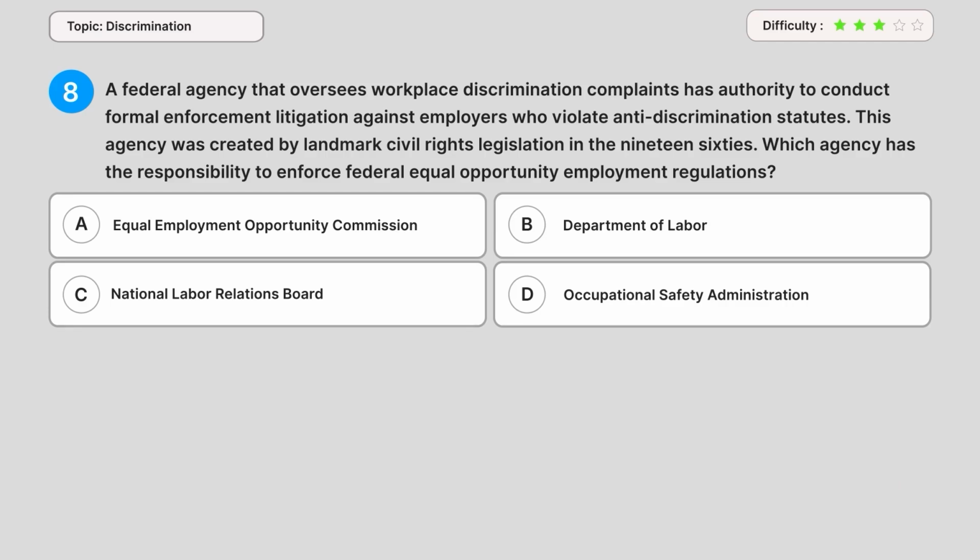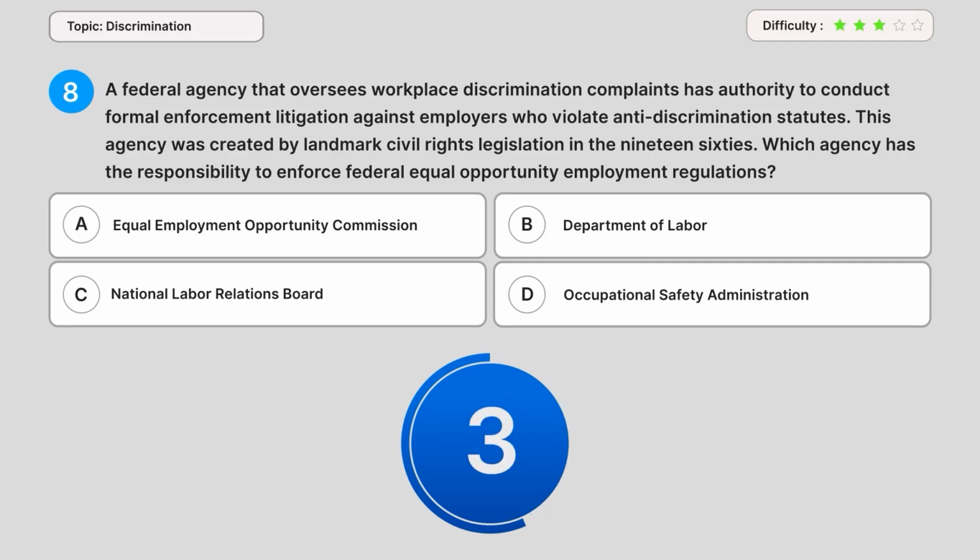A. Equal Employment Opportunity Commission. B. Department of Labour. C. National Labour Relations Board. D. Occupational Safety Administration. What do you think is the answer?